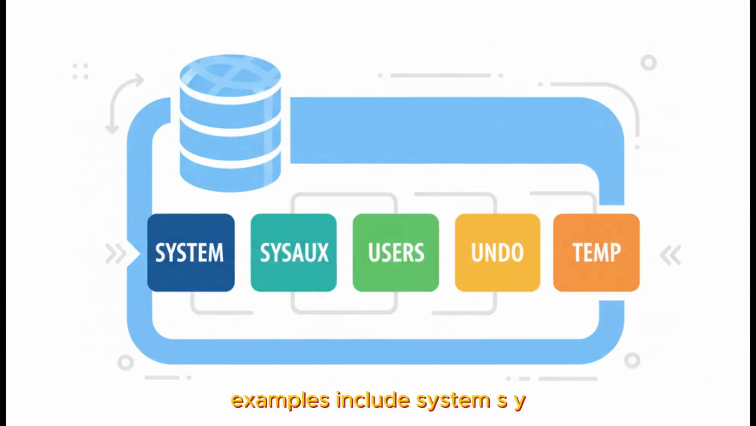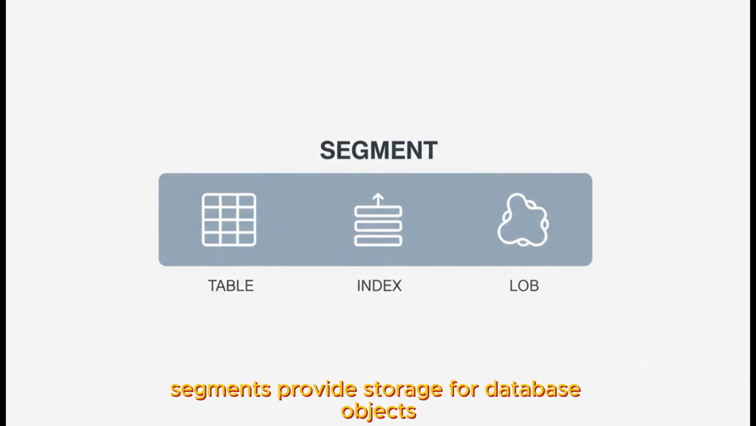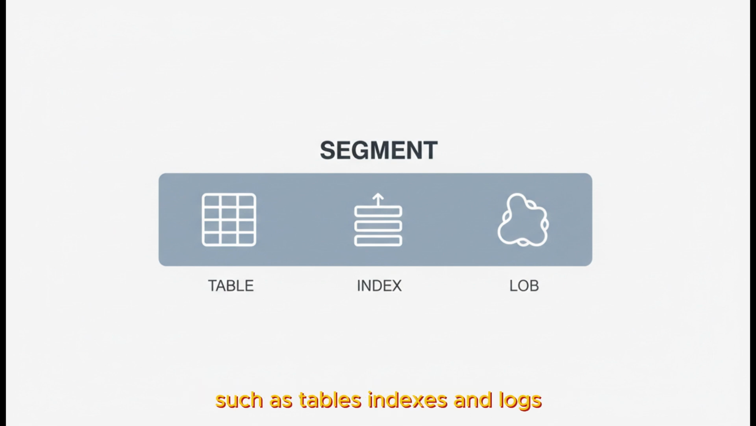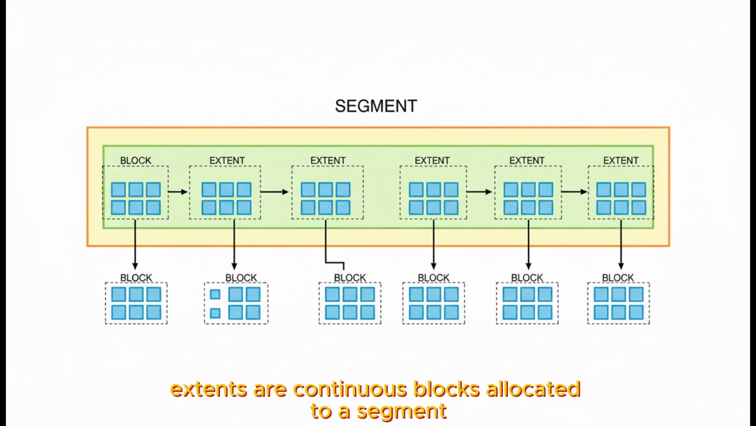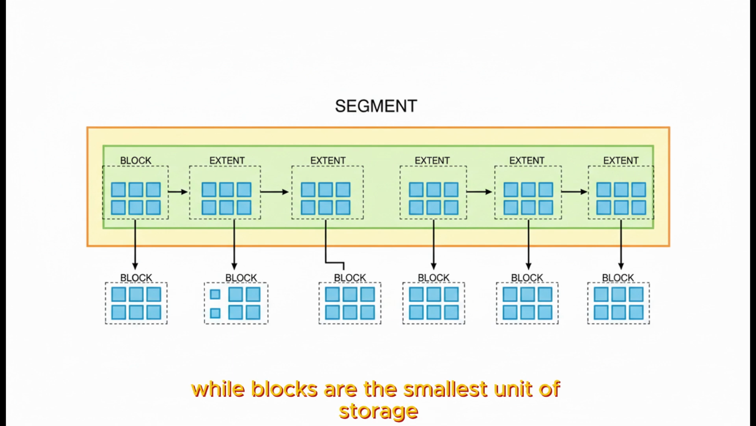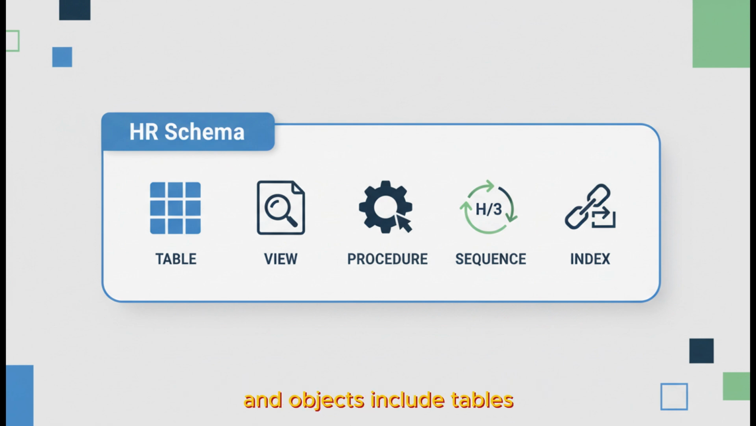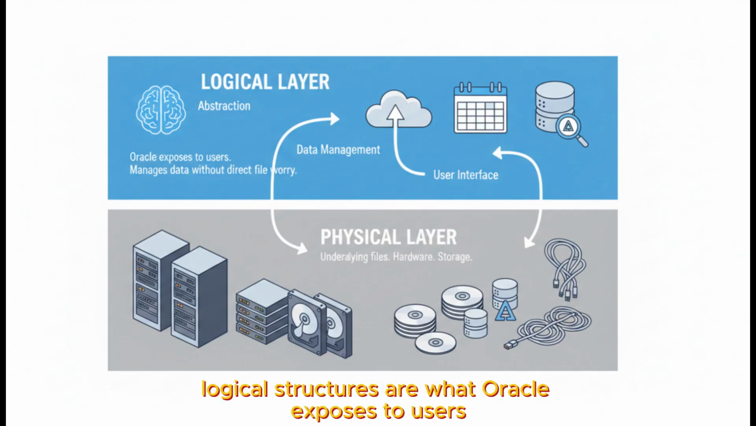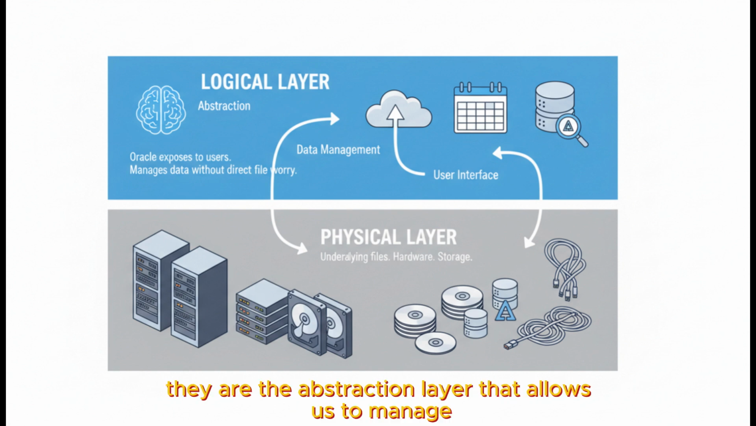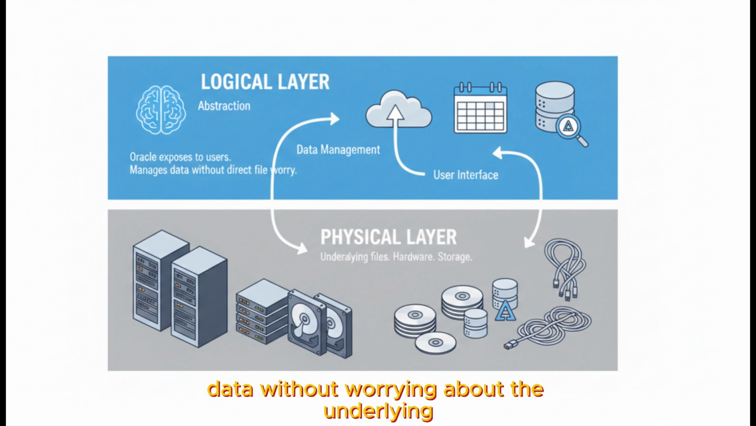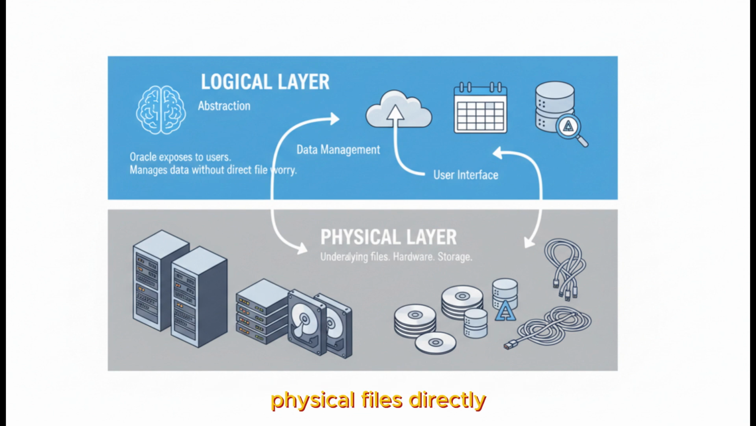Examples include SYSTEM, SYSAUX, USERS, UNDO, and TEMP. Segments provide storage for database objects such as tables, indexes, and LOBs. Extents are continuous blocks allocated to a segment, while blocks are the smallest unit of storage inside Oracle. Schemas are collections of user-owned objects, and objects include tables, indexes, views, procedures, sequences, and synonyms. In short, logical structures are what Oracle exposes to users. They are the abstraction layer that allows us to manage data without worrying about the underlying physical files directly.